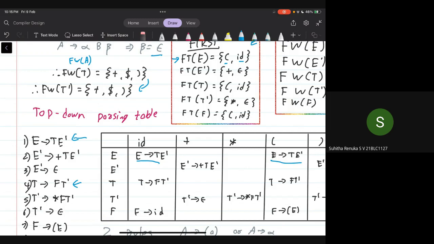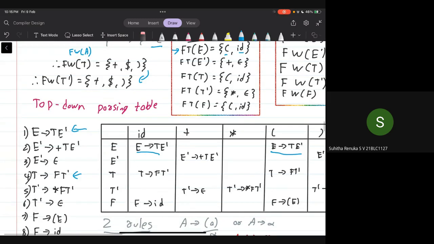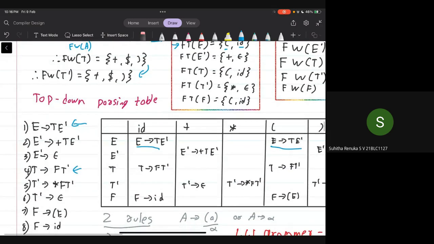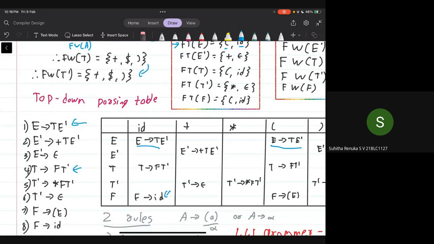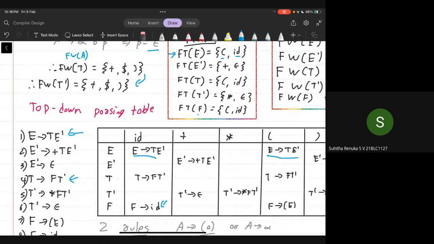No, no, no. Two won't come together. If two comes together, for example, let's take the ID one here. F goes to, if you see F, the first of F is opening bracket and ID.